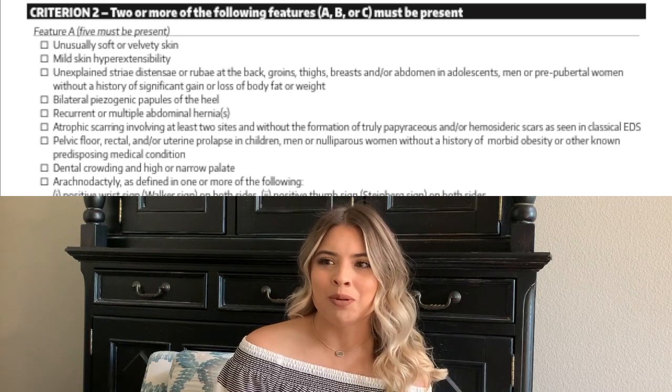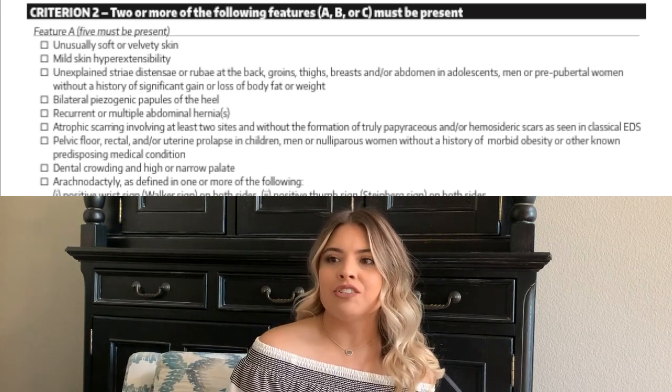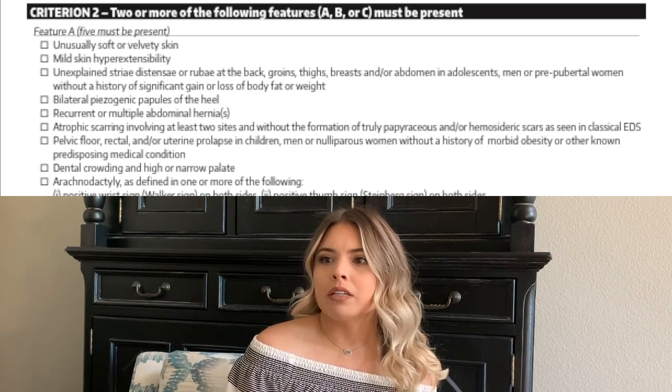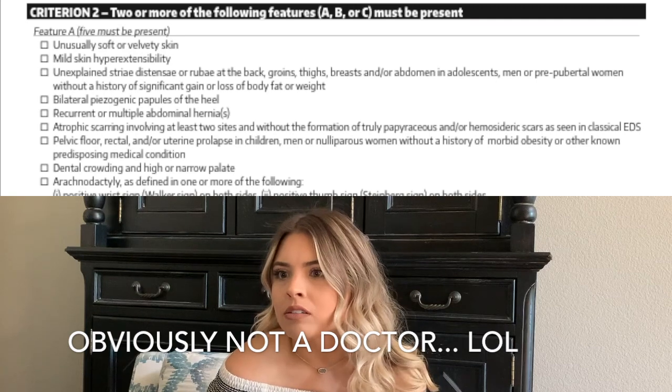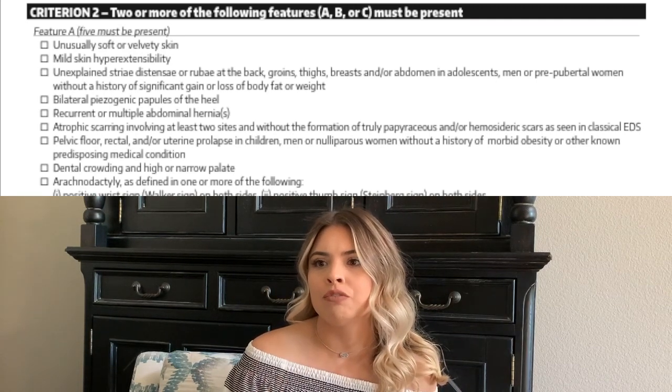Recurrent or multiple abdominal hernias. Atrophic scarring involving at least 2 sites and without the formation of... oh my goodness, atrophic scarring. Okay, I don't have atrophic scarring. I had to look up what that was. I'll put up a picture of what that looks like. This is more common in classical EDS, I'm pretty sure.